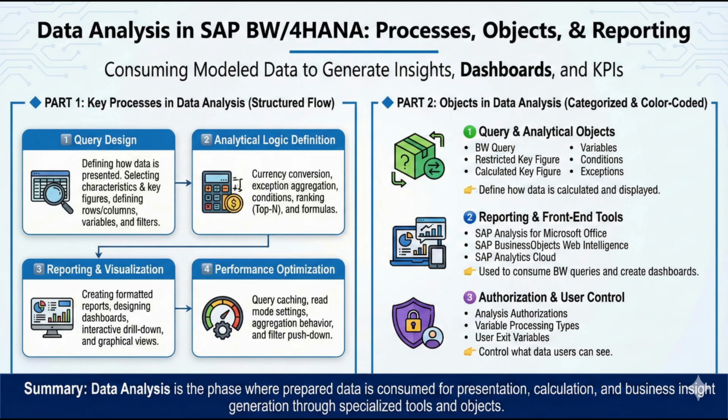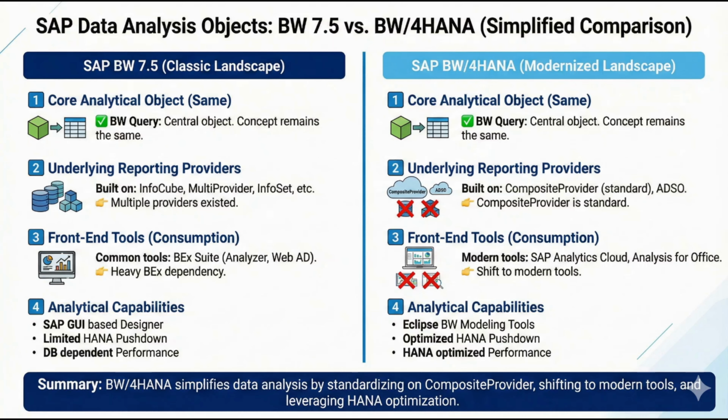Now let's compare this with the SAP BW 7.5 version. Starting with number 1, the core analytical object. The good news here is that the central concept stays exactly the same. You will still use the trusty BW query in both systems. Now moving to number 2, the underlying reporting providers. In the old days, queries were built on top of many different objects like InfoCubes, multi-providers, and InfoSets. In the new system, those are all gone. The architecture is now standardized to use composite provider and the ADSO.